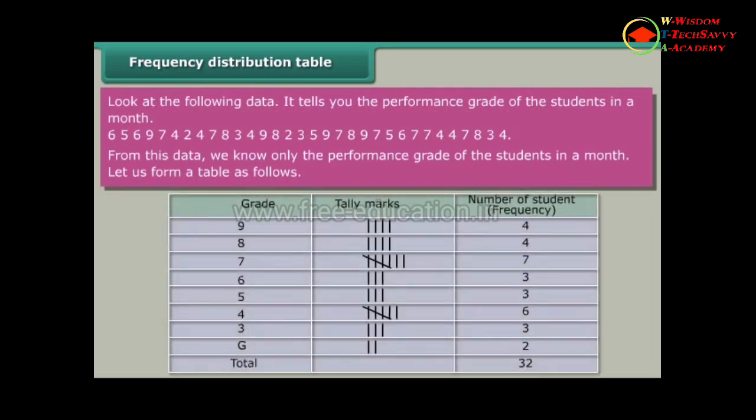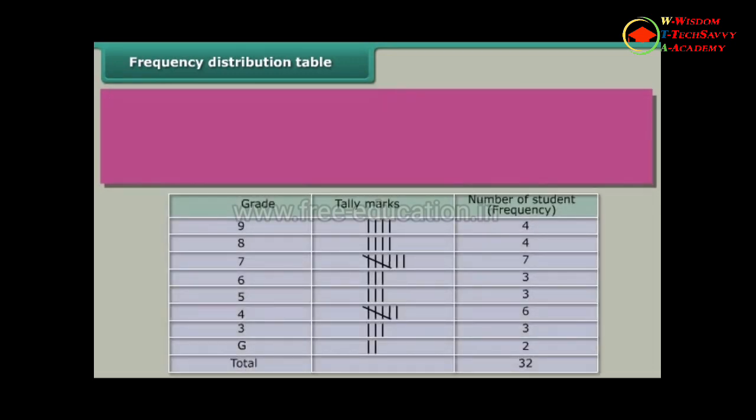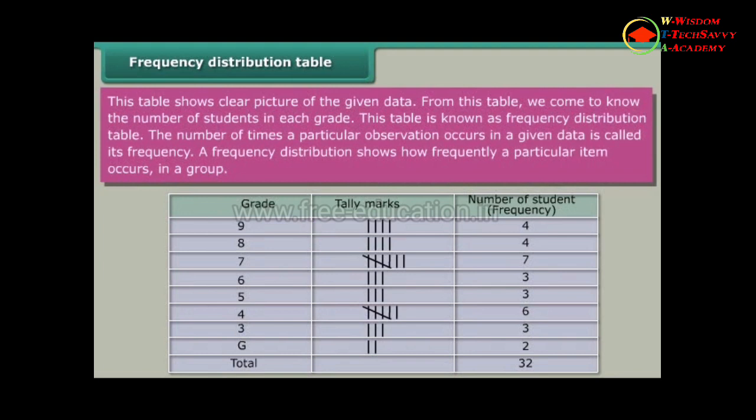Let us form a table as follows. This table shows a clear picture of the given data. From this table, we come to know the number of students in each grade. This table is known as a frequency distribution table. The number of times a particular observation occurs in a given data is called its frequency. A frequency distribution shows how frequently a particular item occurs in a group.